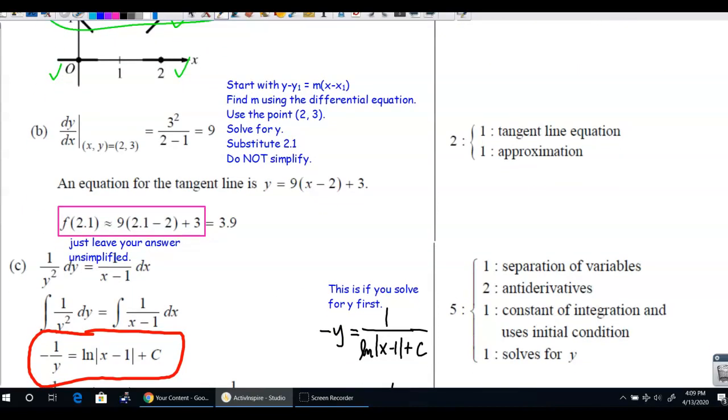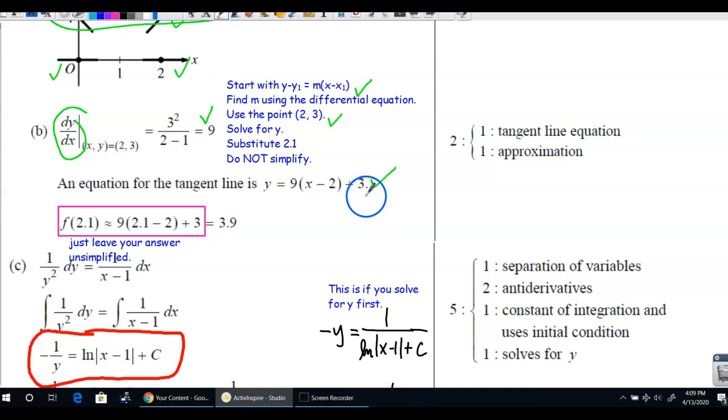So we start with y minus y1 is equal to m times x minus x1. We're going to substitute (2, 3) into the slope generator, which is the differential equation, and we're going to get a slope of 9. We're going to substitute the point (2, 3) in place of x and y. So the equation of my line with y by itself looks like this. You don't have to distribute and combine like terms.